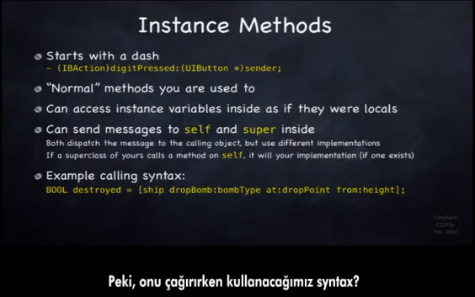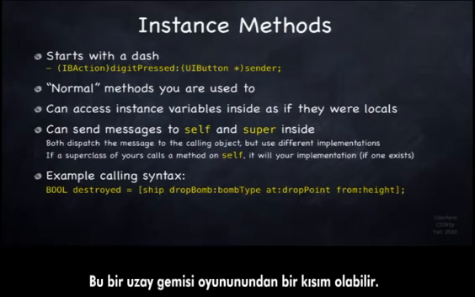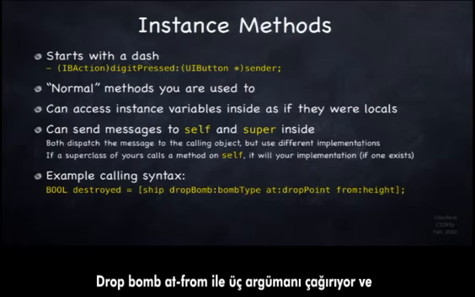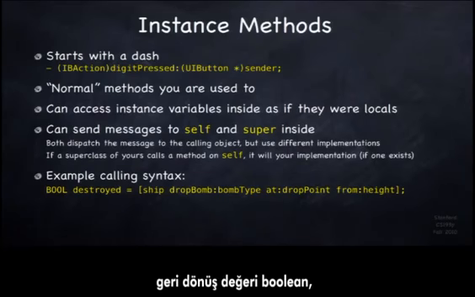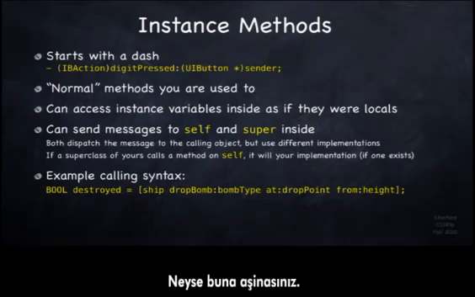How about the syntax for calling it? Again, you've seen it. Here's one with 3 actually different arguments: ship, drop, bomb, at, from. And so this might be some spaceship game. It's calling drop bomb at from with these 3 arguments, and the return value is some Boolean, maybe whether the ship was destroyed, I guess, something like that. So you're familiar with this.